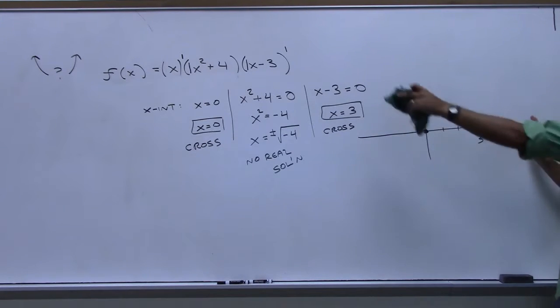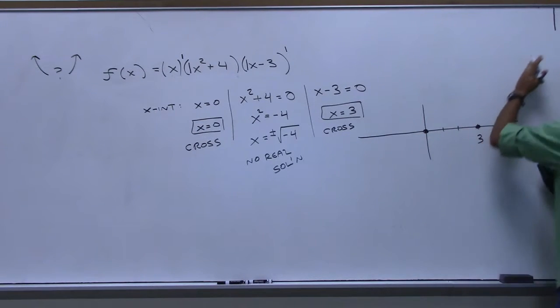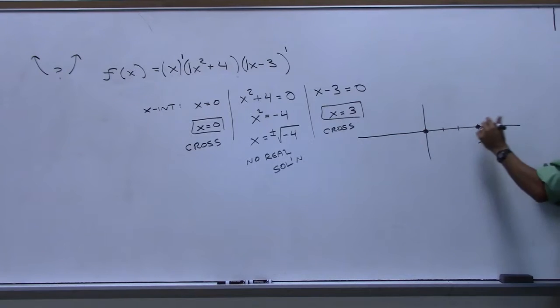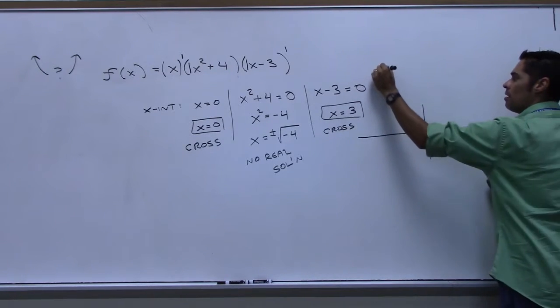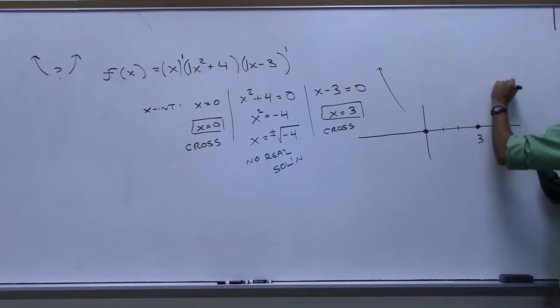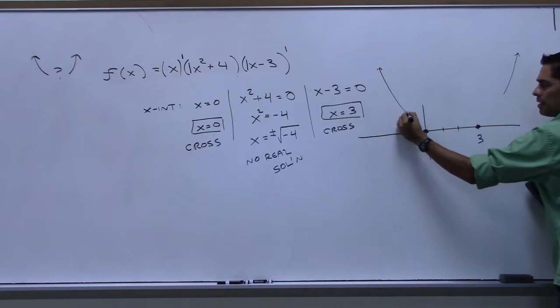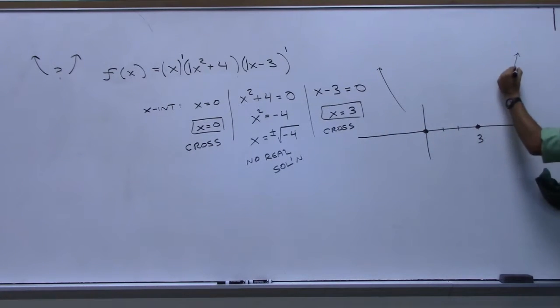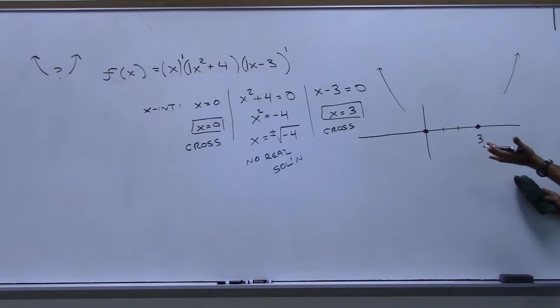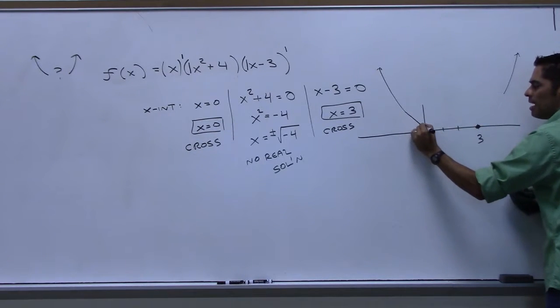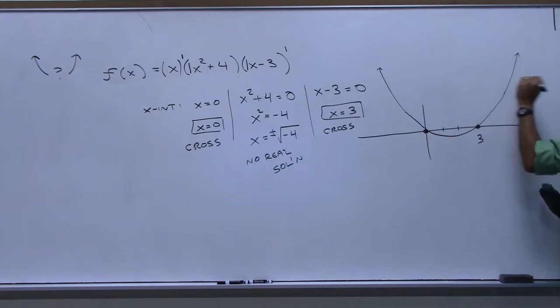And I know that the left behavior is that it goes up and the right behavior is that it goes up. So it's going to look something like this. It's going to go up on the right, up on the left, and then it's got to come through, cross, and then come back through and cross and go up like that. So it's going to look like a parabola. Technically it's not a parabola, but it's going to look a lot like a parabola.